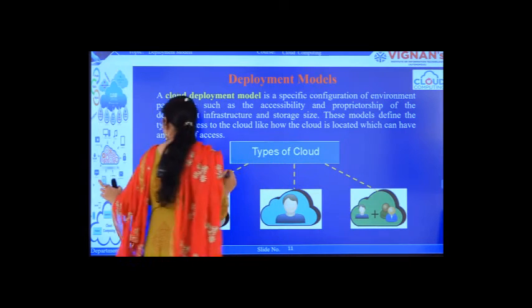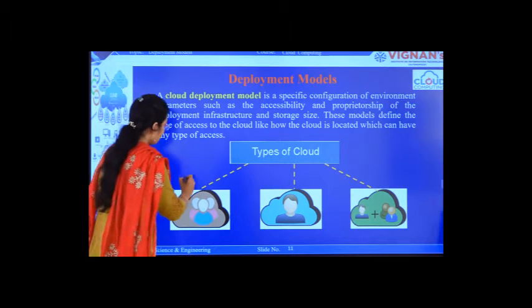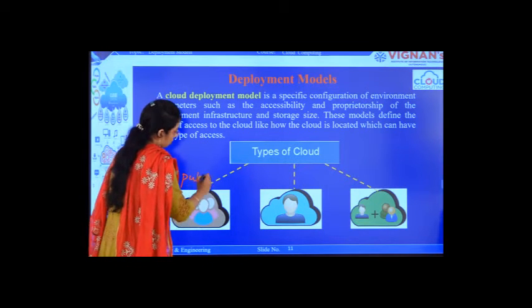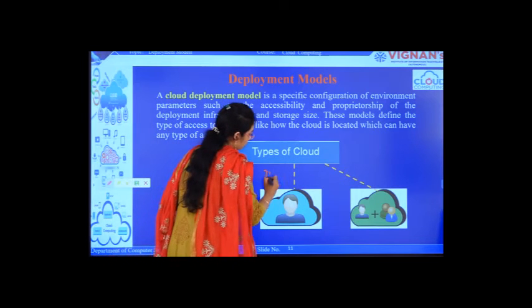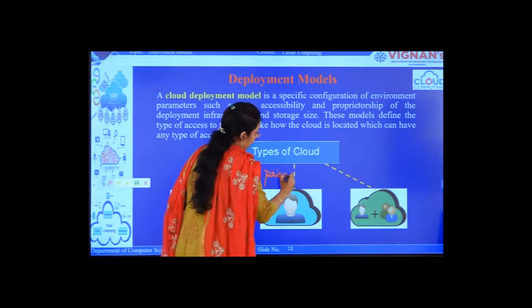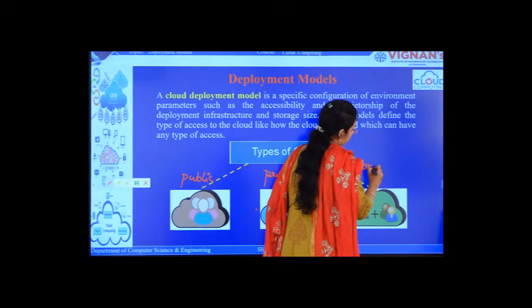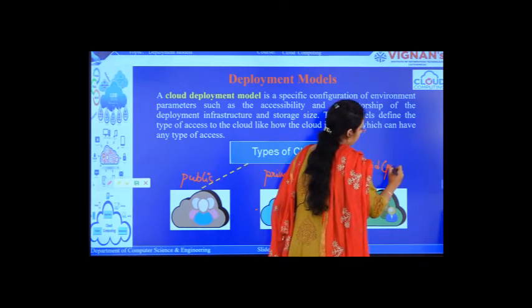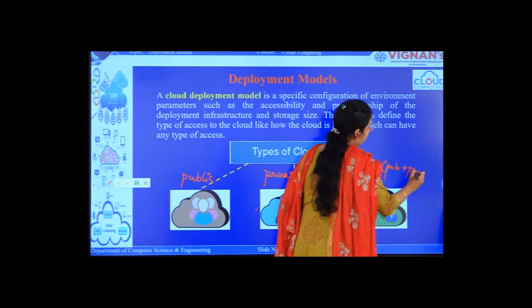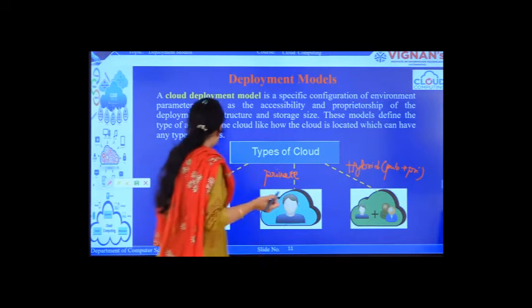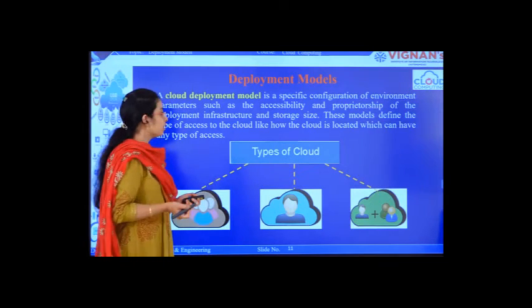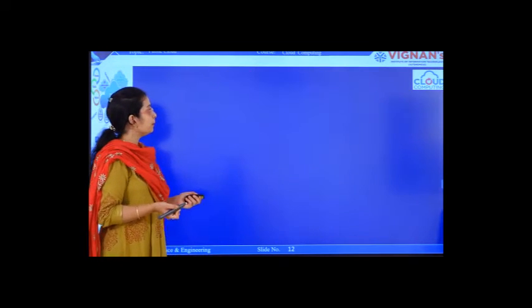So, here we can simply call them the public, the private and the hybrid cloud, which satisfies the characteristics of both the public as well as the private scenario. Next, let us discuss each type of cloud in brief.